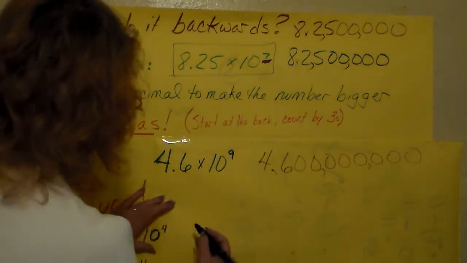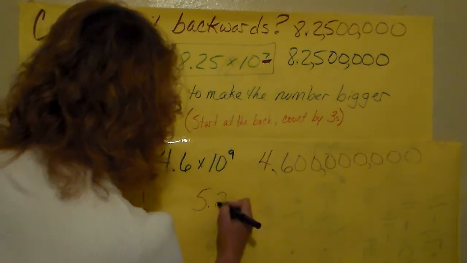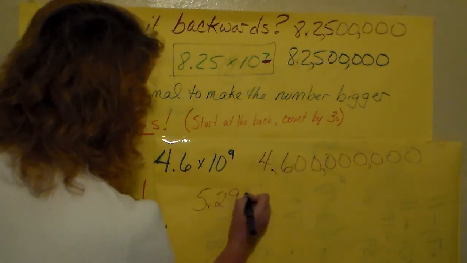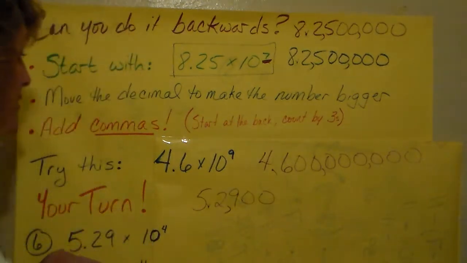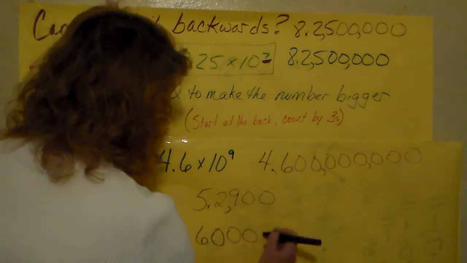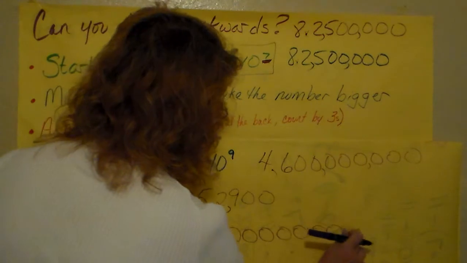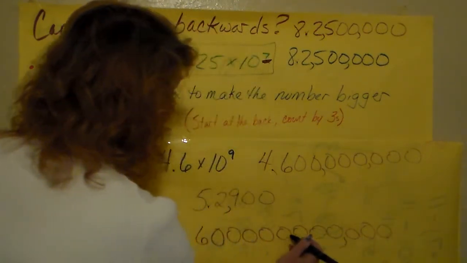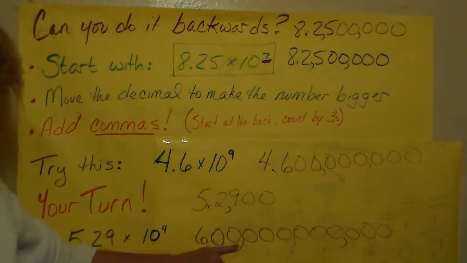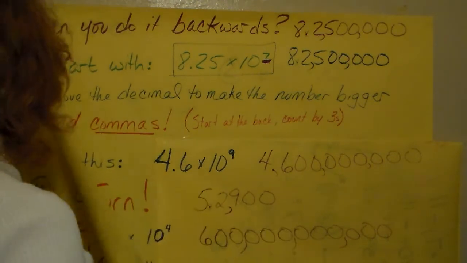All right. So we did, I'm going to write them a little higher, 5.29 times 10 to the 4th. So we're getting rid of that. We're going to go 1, 2, 3, 4, 52,900. And then 6, and this one does have 11 zeros. And I lost count. 1, 2, 3, 4, 5, 6, 7, 8, 9, 10, 11. So you should have a 600 in front. 11 zeros. Okay?